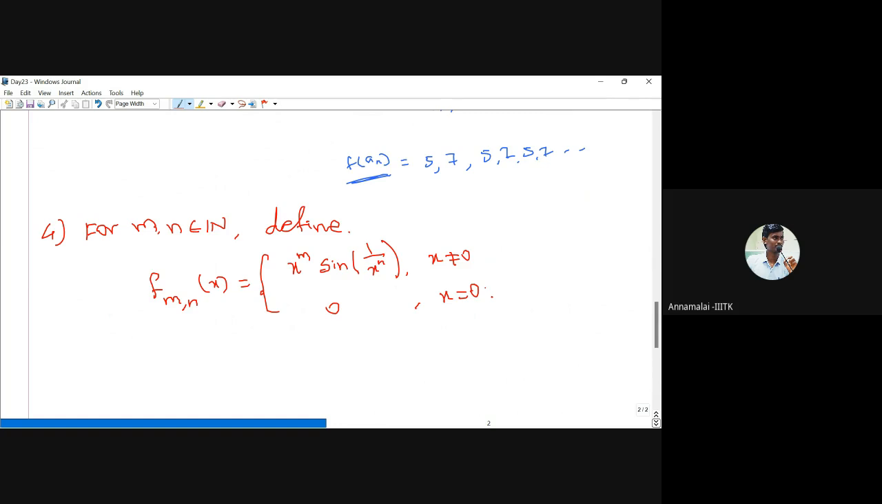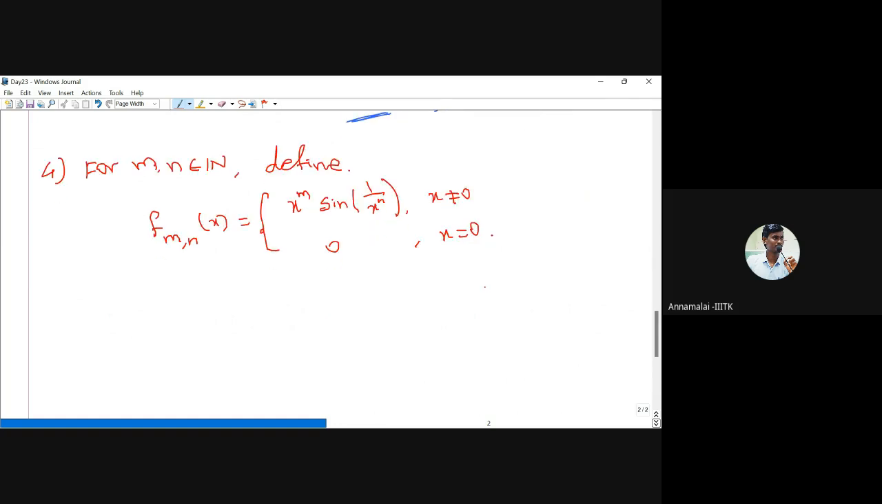So when is this function differentiable? We already discussed this type of problem. That is x power p sine of 1 by x if x is not 0, and 0 if x equal to 0. So when is this function differentiable at x equal to 0? For any p greater than 0 it is always continuous. When is it differentiable?